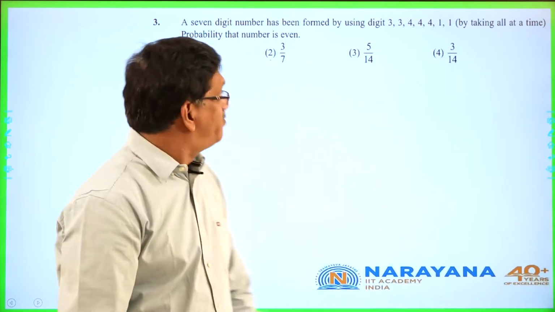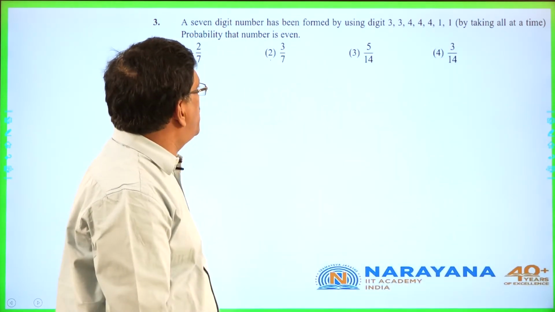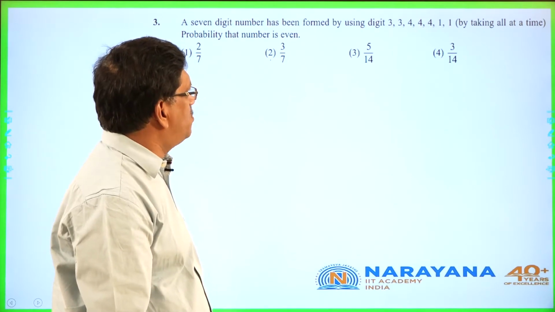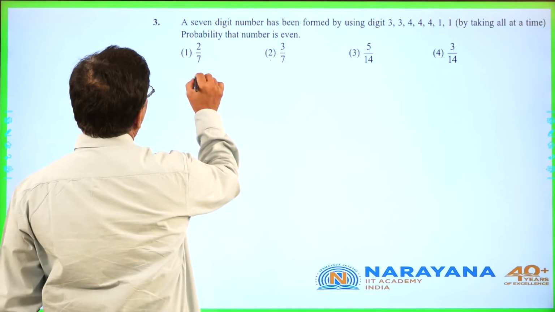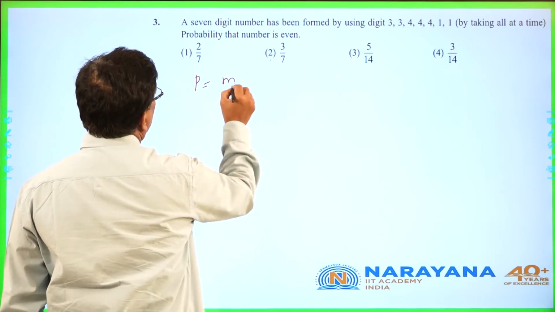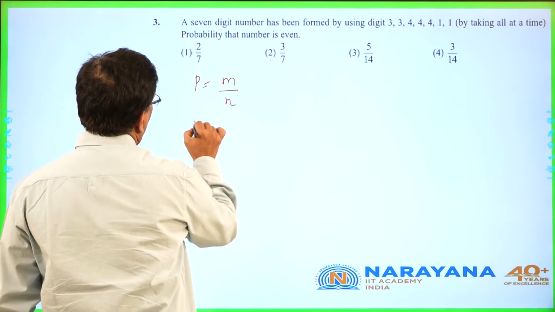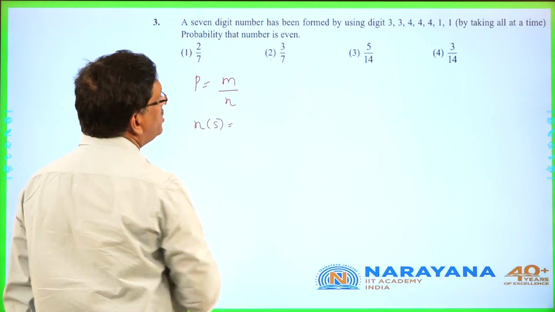Let us read the question. A 7-digit number has been formed by using the digits so and so. So probability is equal to favorable by total. What is the total number of events?